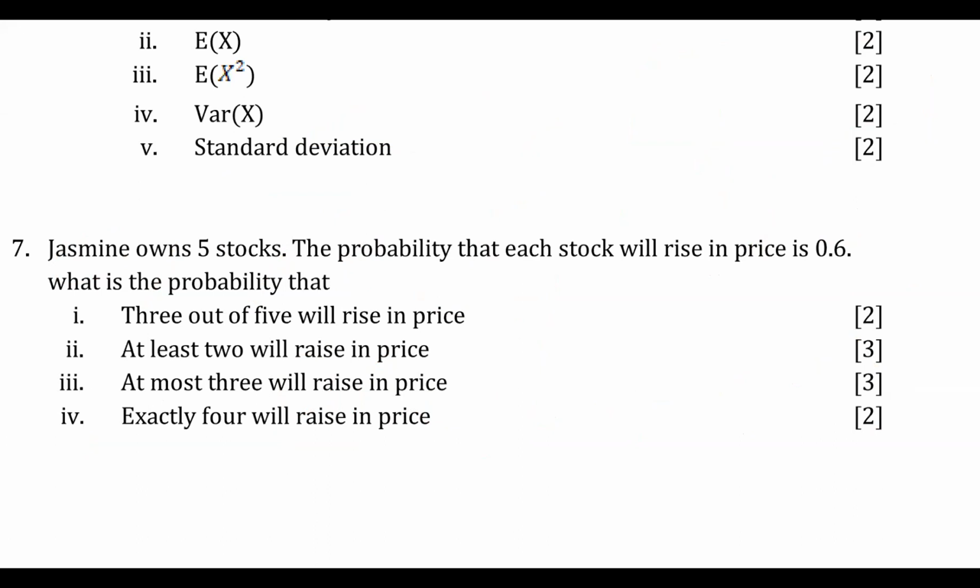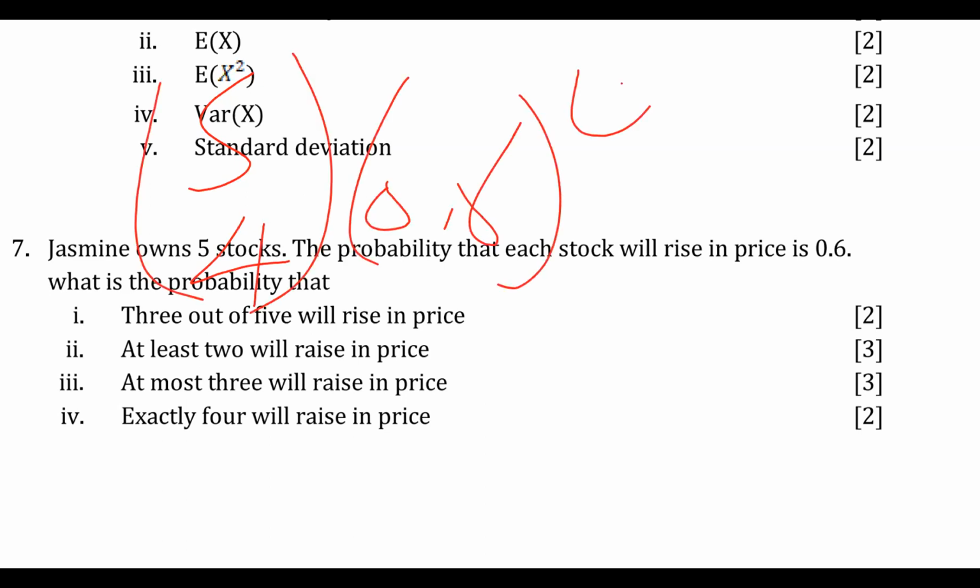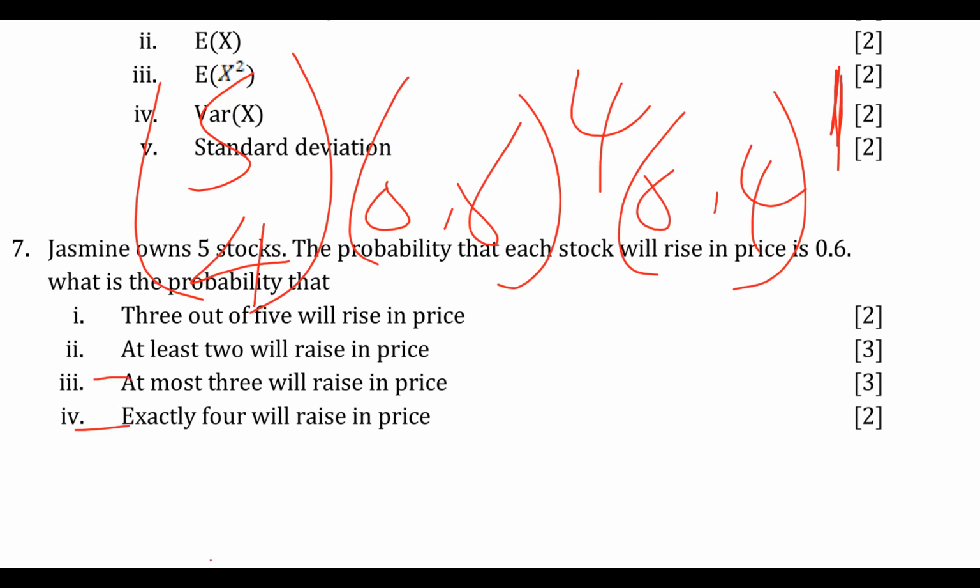Exactly 4 will rise. X is 4 now. So your n is still 5. Your n is not changing. The probability is 0.6 to the power 4, and 0.4 to the power 1, which is 5 minus 4, 1. You do this, you know how to do it. 5 combinations of 4, 0.6 to the power 4, 0.4 to the power 1. You multiply all the answers and you should be fine.